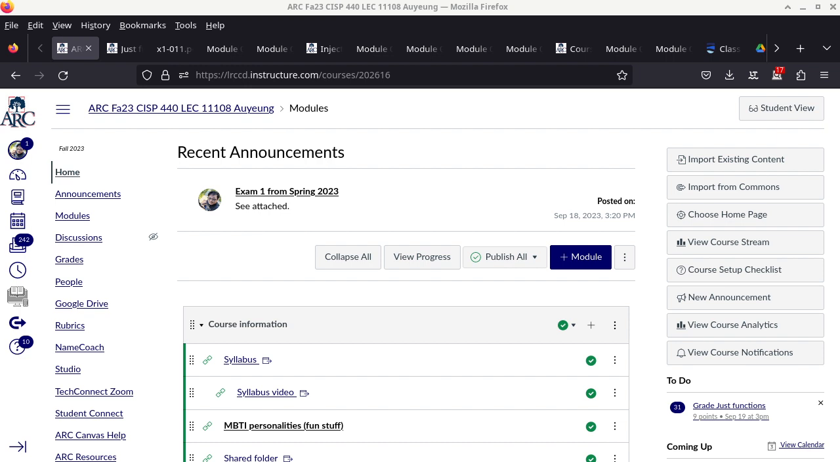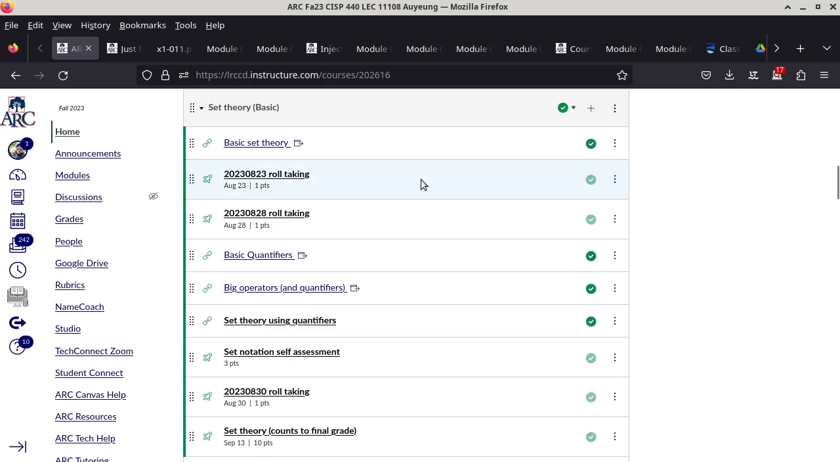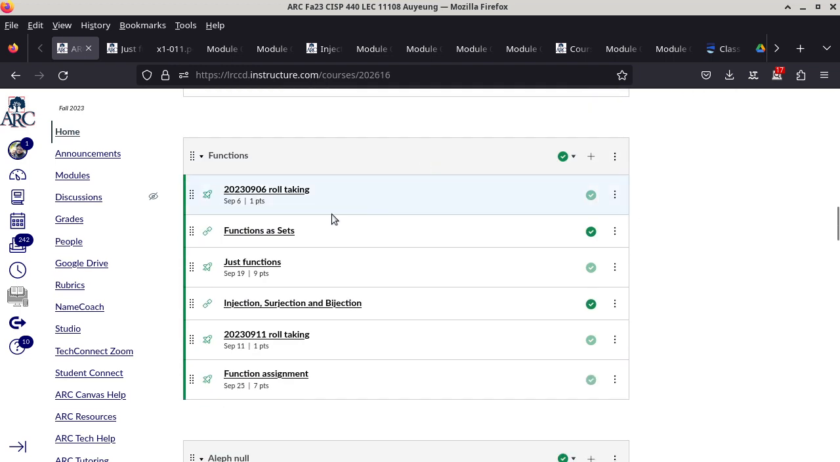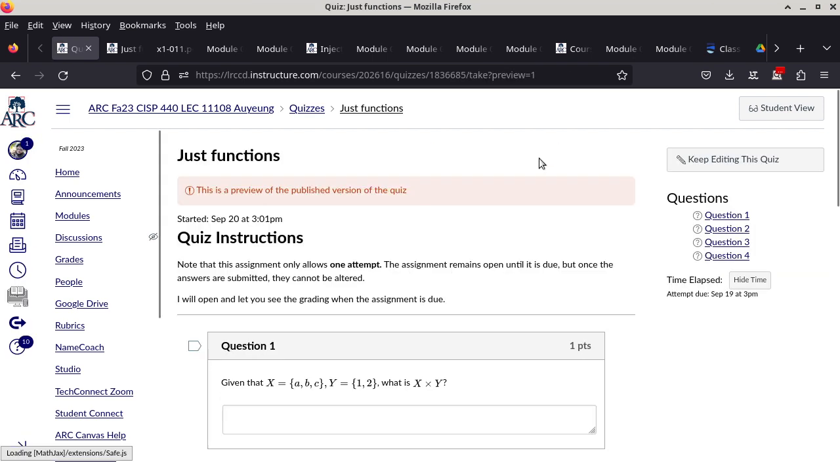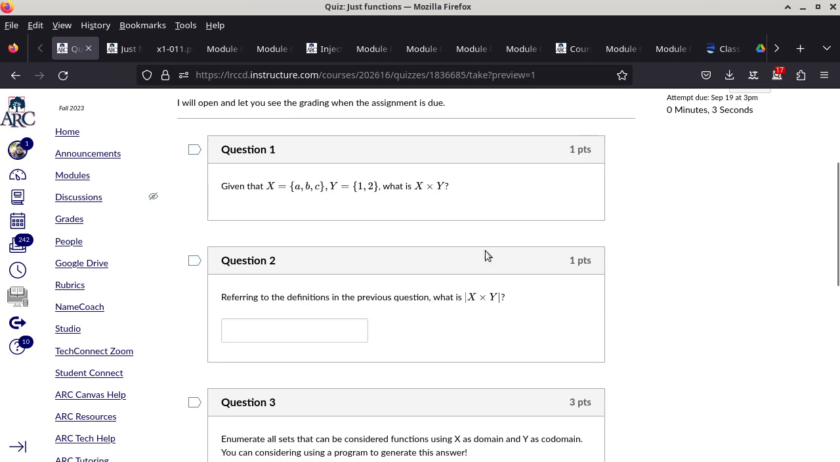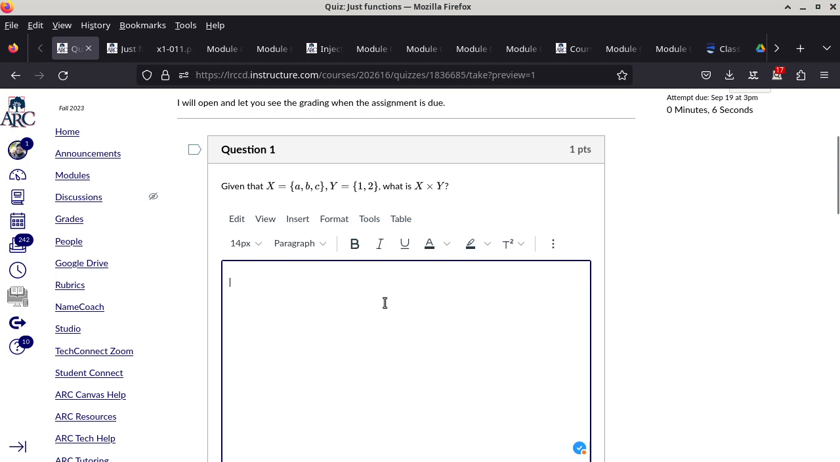Absolutely. So we'll go over the functions homework assignment. So that is right here. And we'll go over the questions one at a time. All right, so the first question is asking, given that X is a set with A, B, C as elements, Y is a set with 1, 2 as elements, what is the Cartesian product between those two?